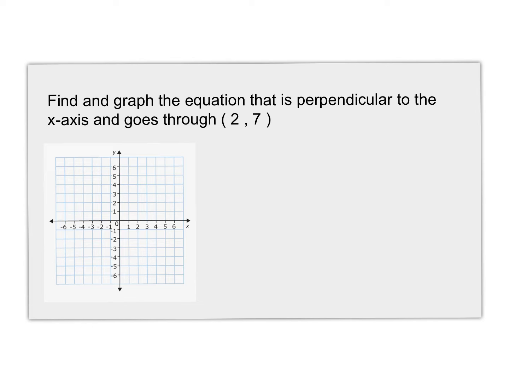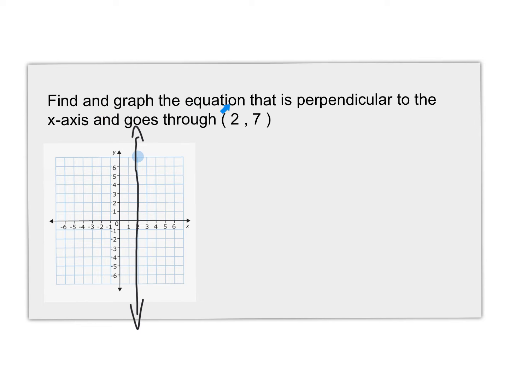Now let's locate the fact that it goes through the point (2, 7). So let's just go ahead and plot the point (2, 7). So (2, 7) is right here. And if we know we need a vertical line that goes through that point, then our graph would be this line right here. I'm going to do that with a pen. I can't draw that perfectly, but that would be a line that is perpendicular to the x-axis, and it goes through the point (2, 7).